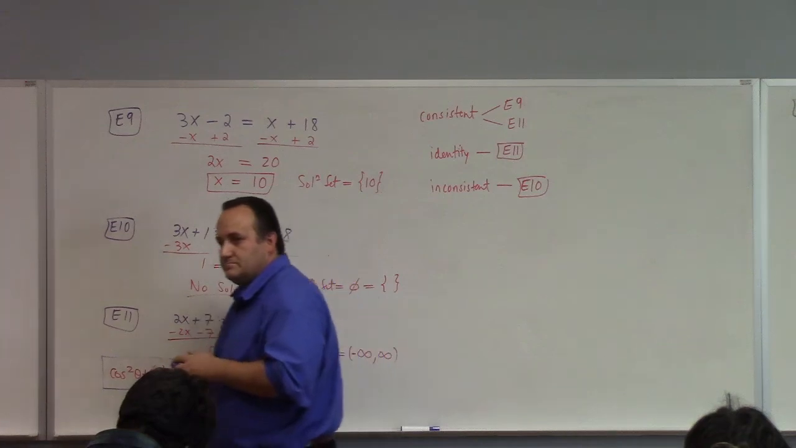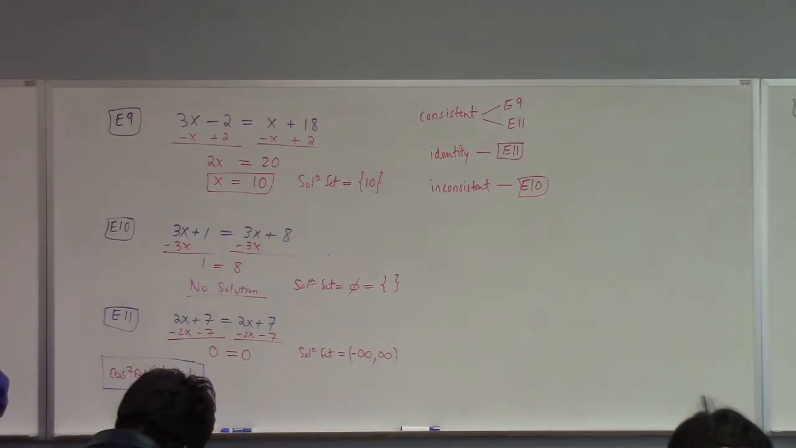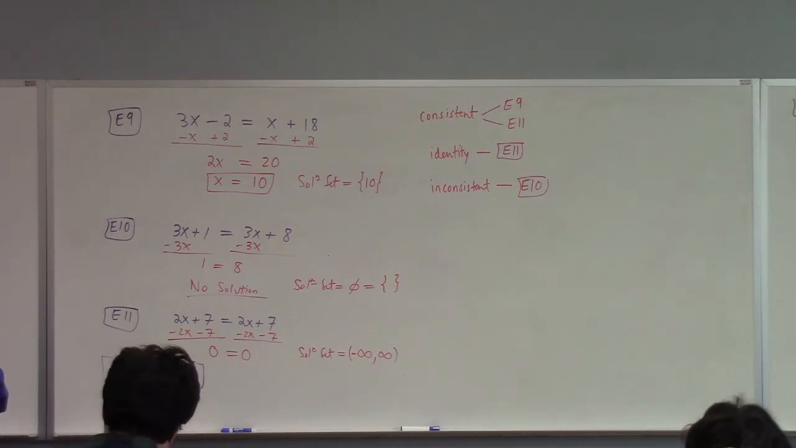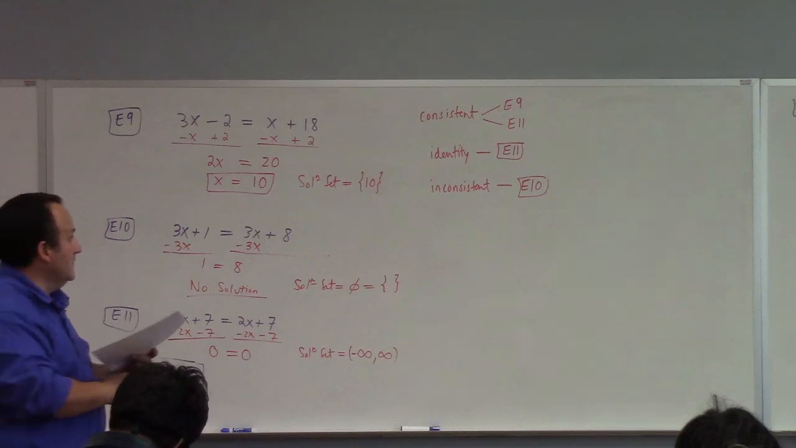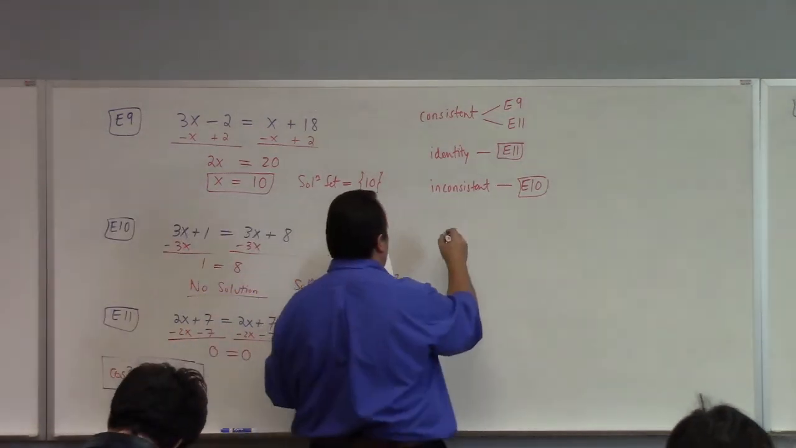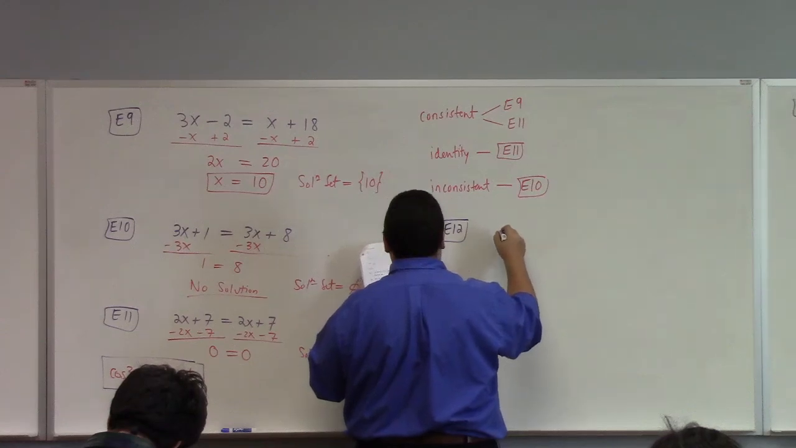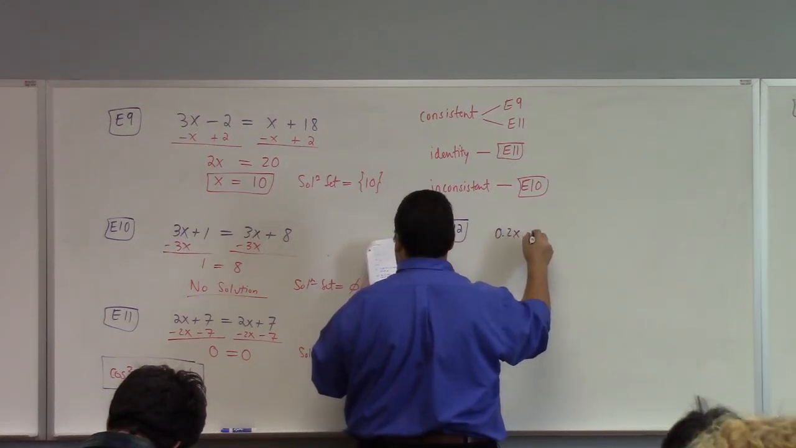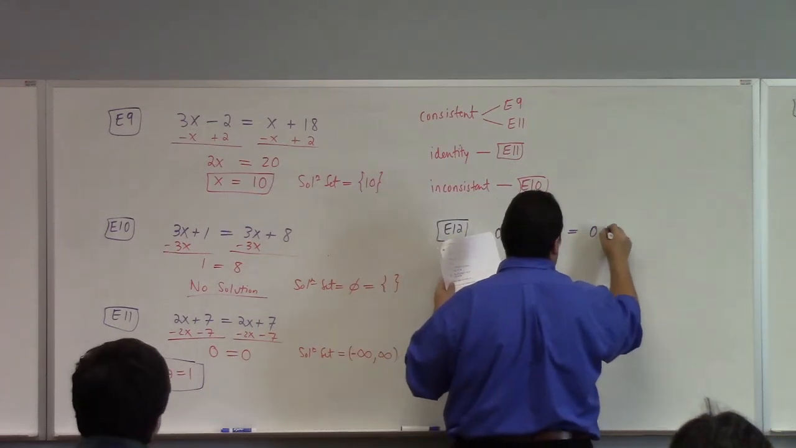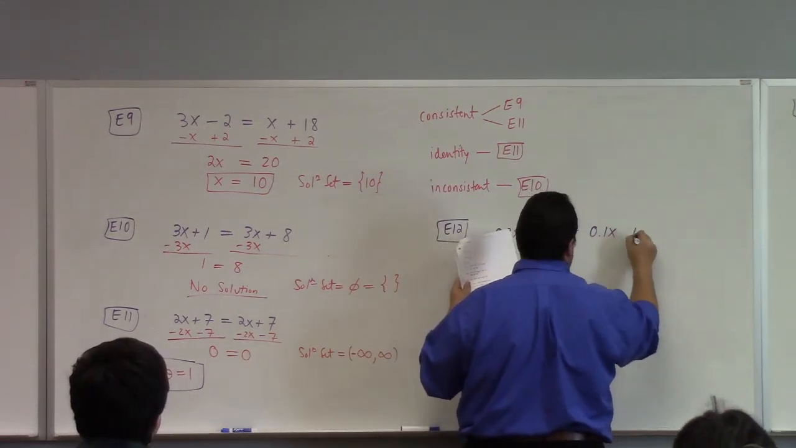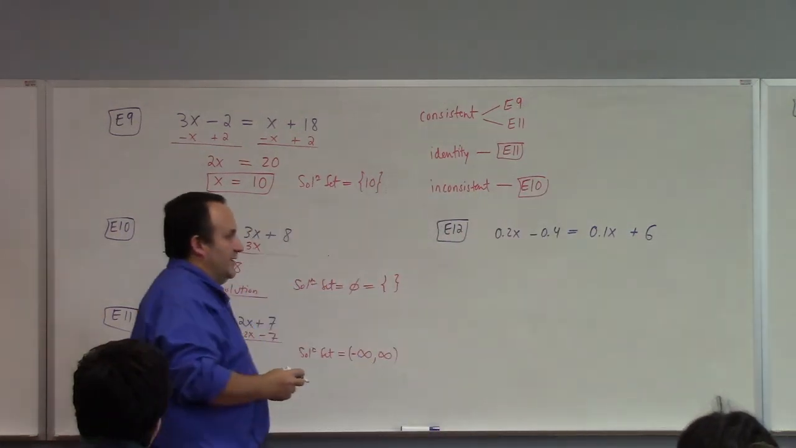All right. So the last 10 problems in your homework, they're all linear equations. I think I should do 2 more for you guys before we stop today. Example 12. Just a labor-saving comment for you. If you have 0.2x minus 0.4 equals, say, 0.1x plus 6, how would you solve such a thing?